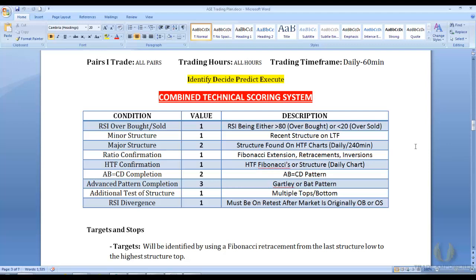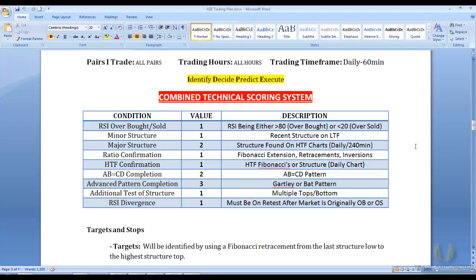Next is the ABCD pattern completion. This is pretty obvious. This is going to be an ABCD pattern. Do we have an ABCD pattern completion at my potential reversal zone? This one's going to be 2 points. Next is advanced pattern completion. You haven't learned about this yet, but it'll be Gartley, bats, ciphers, butterflies, and if you go on to decide to trade crabs or sharks or anything like that, those are all advanced patterns. Do we have one of those at our level?